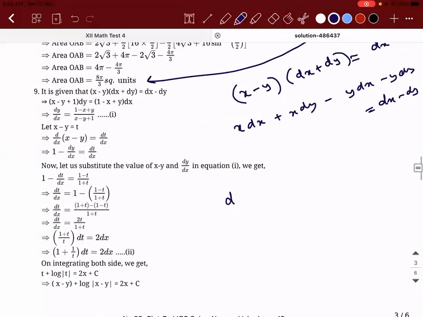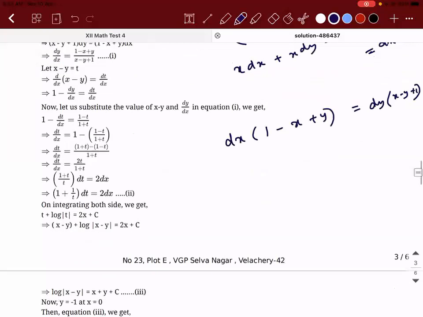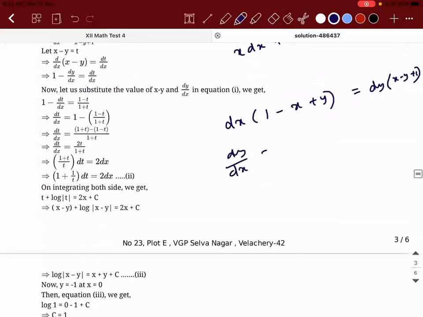So collecting all the dx terms, I get 1 minus x plus y, is equal to, collecting all the dy terms, I get x minus y plus 1. So dy by dx is equal to 1 minus x plus y by x minus y plus 1. Okay. Now what we can do is, I can write 1 minus of x minus y divided by x minus y plus 1. So you take this x minus y and put it as t.